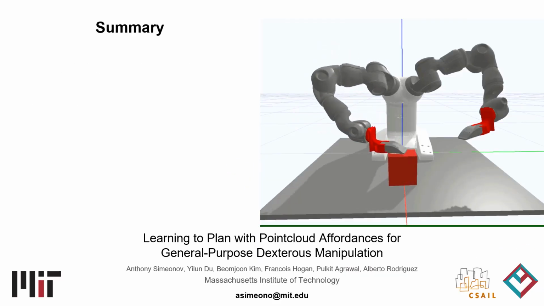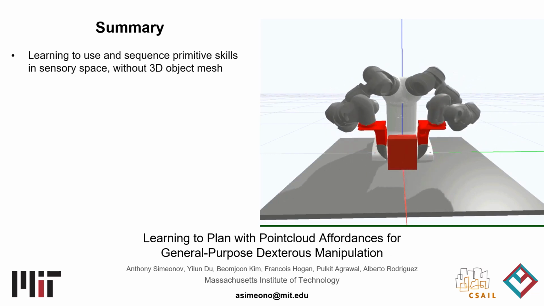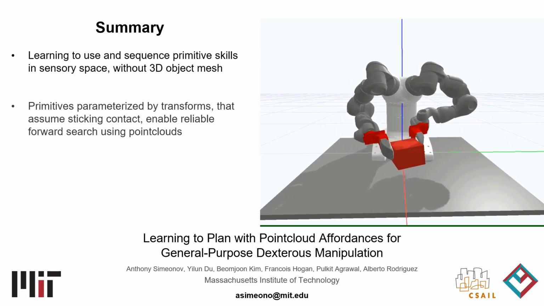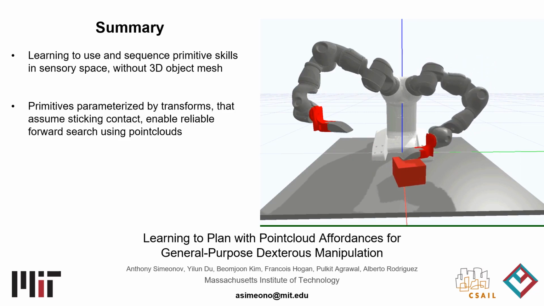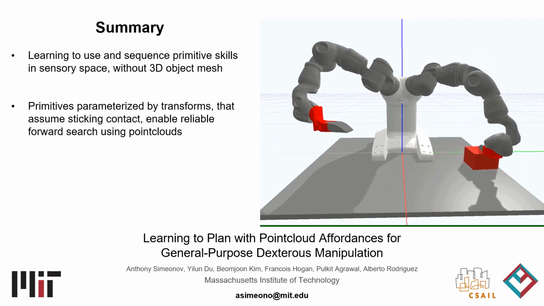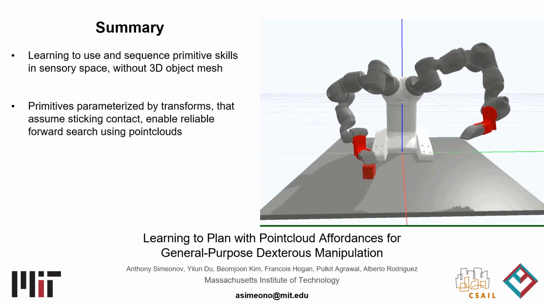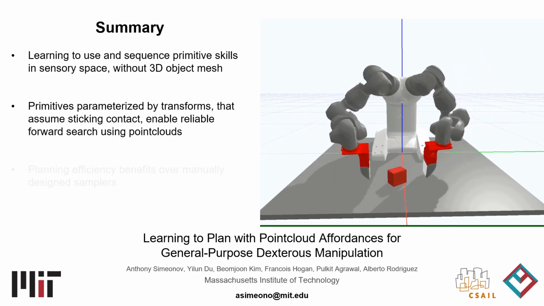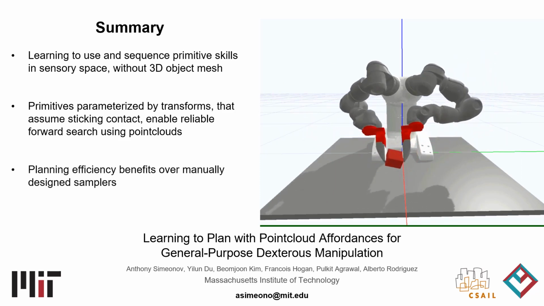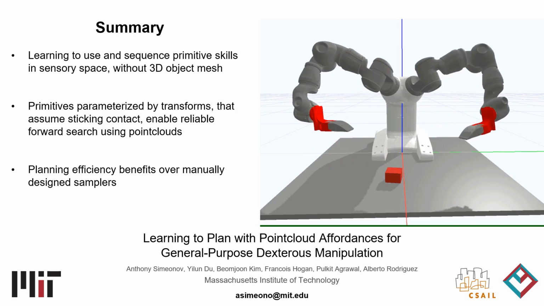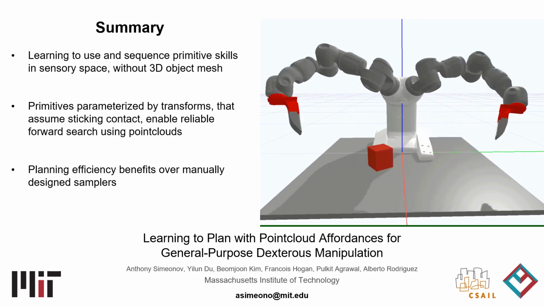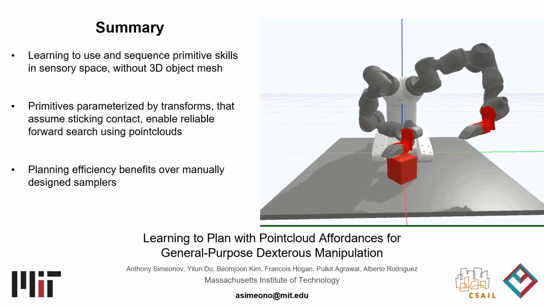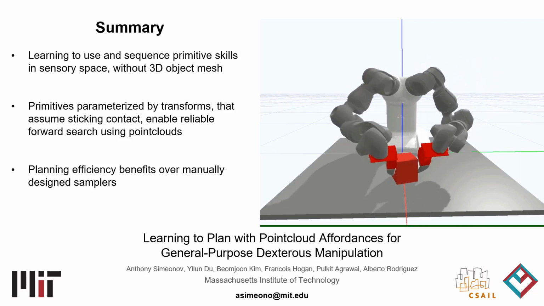In summary, our method enables sequencing primitive skills without requiring a 3D object mesh. By using primitives parameterized by relative transforms, and which assume sticking contacts, we enable reliable forward search directly using point clouds. And our results show that this approach offers planning efficiency benefits and has the potential to enable generalization toward multi-step manipulation with more diverse and complex objects.